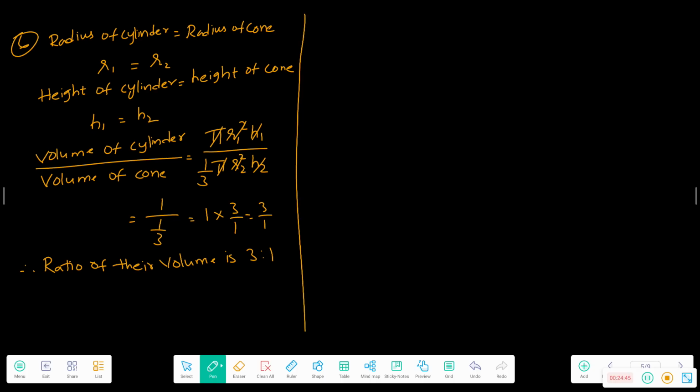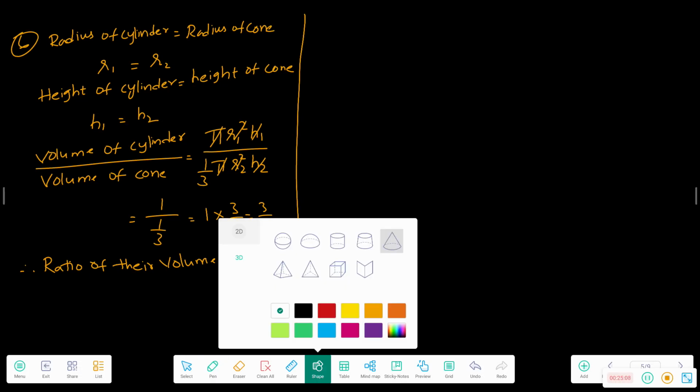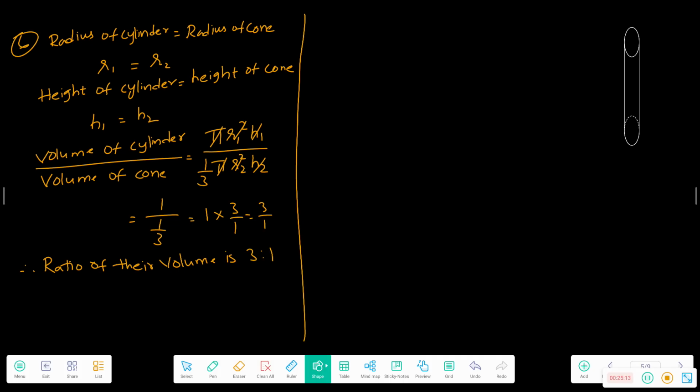Now seventh question. Question number 7 is given as: the shape of a solid iron rod is a cylinder, its height is 11 centimeter, and base diameter is 7 centimeter. Find the total volume for 15 such rods. Here the rods are in the shape of a cylinder. This is all about the 7th question.